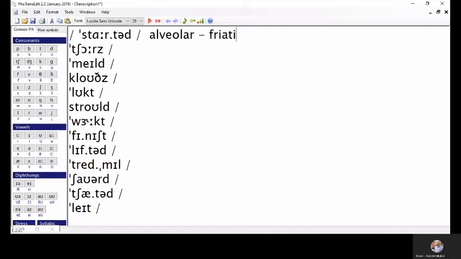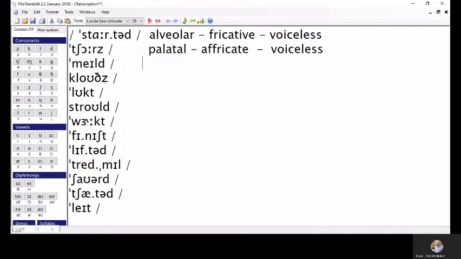So the first one is alveolar. It's a fricative sound, and it's voiceless. Ch is an affricate sound. We can say it's post-alveolar or palatal, more specific, and it's a voiceless sound, no vibration of the vocal folds present. Next one is a bilabial sound. It's nasal and voiced.